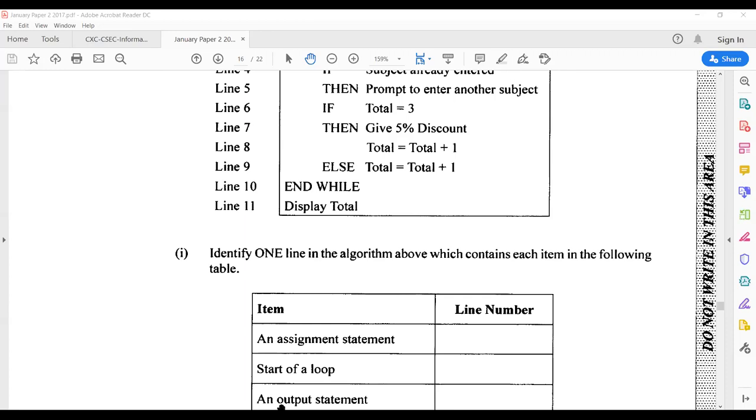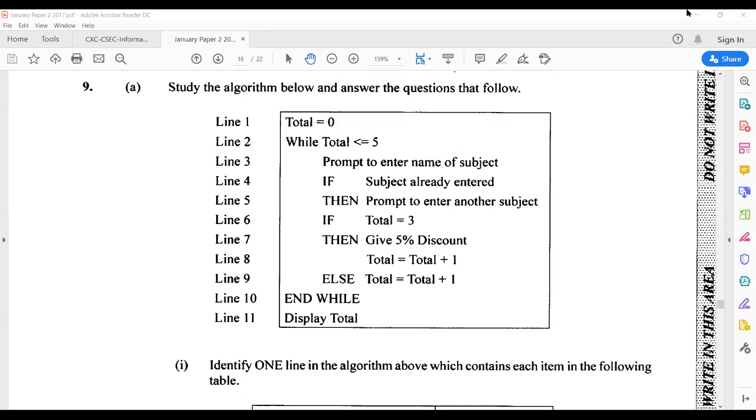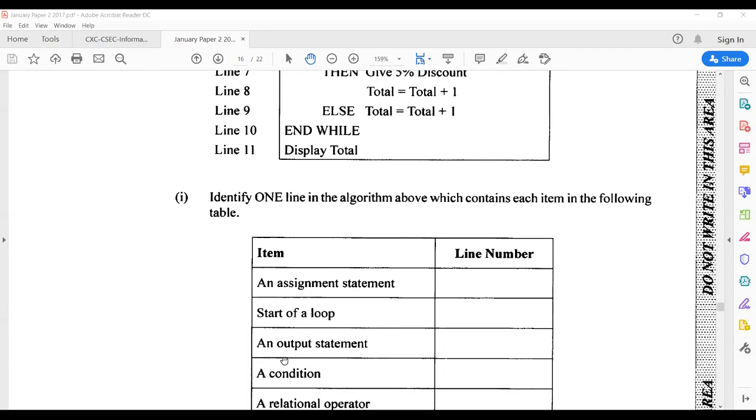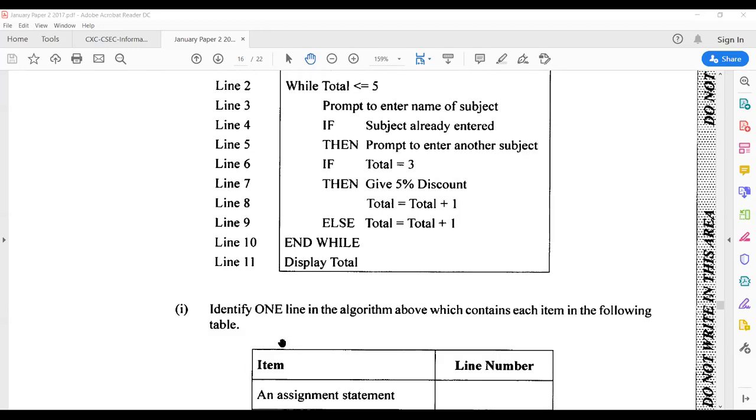Now, which line is the start of a loop? Which line indicates the start of a loop? Line 2. Right, line 2. Now, in this particular algorithm, there is only one loop, which is the while loop. And that begins on line 2. So that's the start of the loop. Okay. Which line contains an output statement?